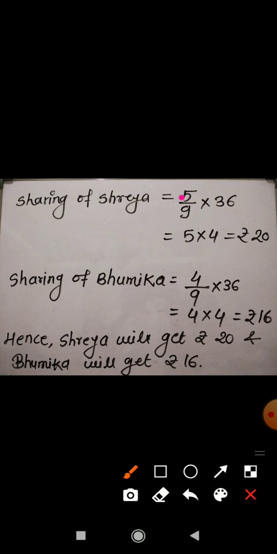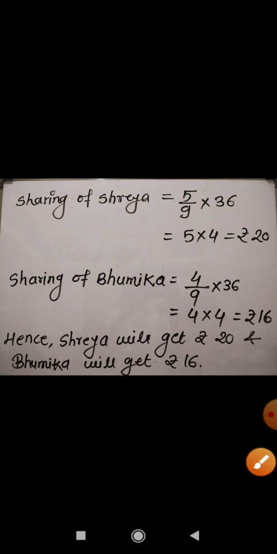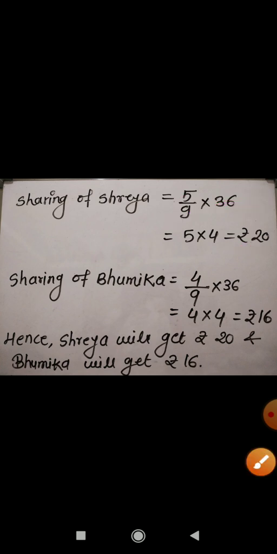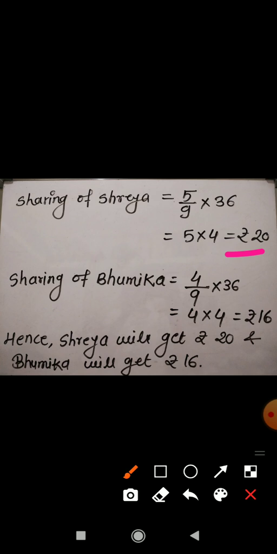5 is the first part of the ratio and 9 is the sum of the terms that we got, right? So 5 by 9 of 36. How much will you get? 9 fours are 36 and 5 into 4 is 20. So the share of Shreya will be 20 rupees.